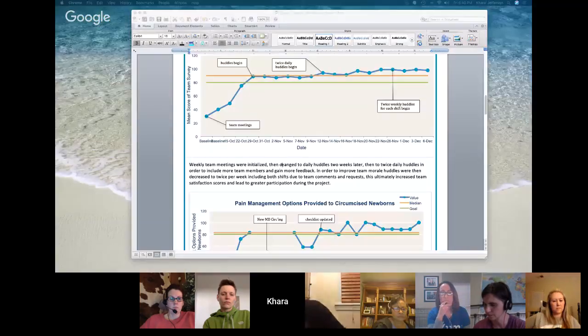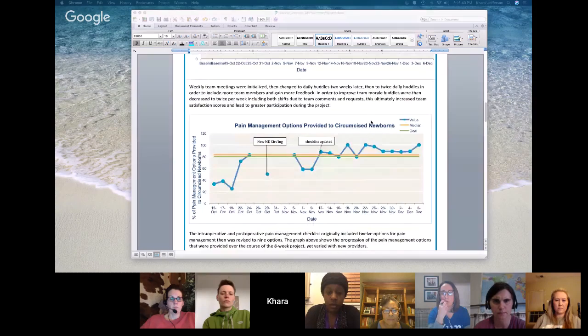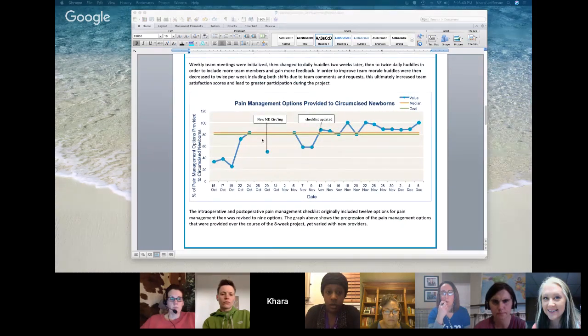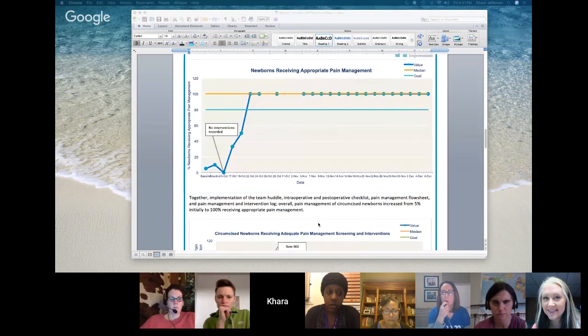And then she tells us weekly team meetings were initiated, then changed to daily huddles, then twice daily, and so on. In order to improve team morale, huddles were decreased to twice a week, and so on. So she kind of takes us on a journey of her project, because she didn't have that much variation once she got there, as you can see. But then when you go to this chart, she tells us the intra-op and post-op pain management checklist originally included 12 options and was revised. The graph shows a progression of what was provided over the course, but they varied only with the new providers. So something really, really basic and really, really simple.